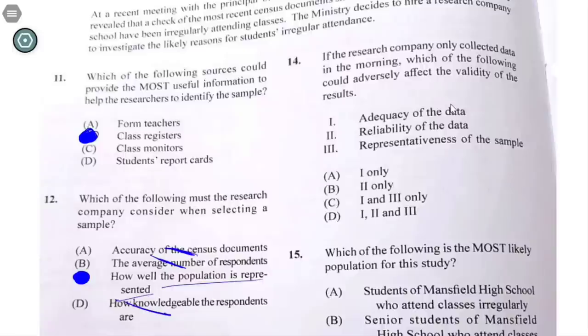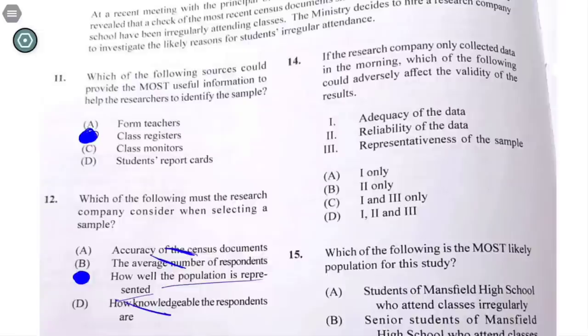Number 14, if the research company only collected data in the morning, which of the following could adversely affect the validity of the results? Oh my god. 1, adequacy of the data. 2, reliability of the data. 3, representativeness of the sample.